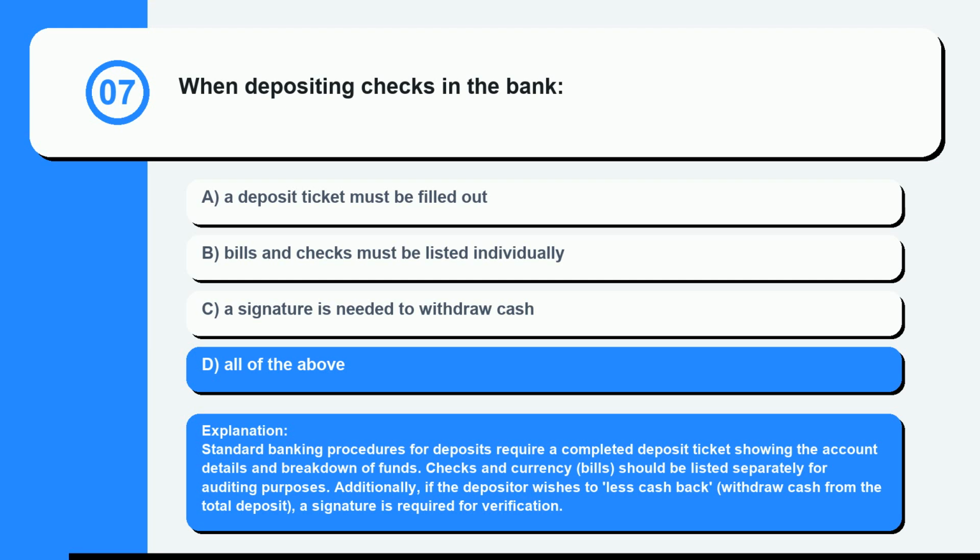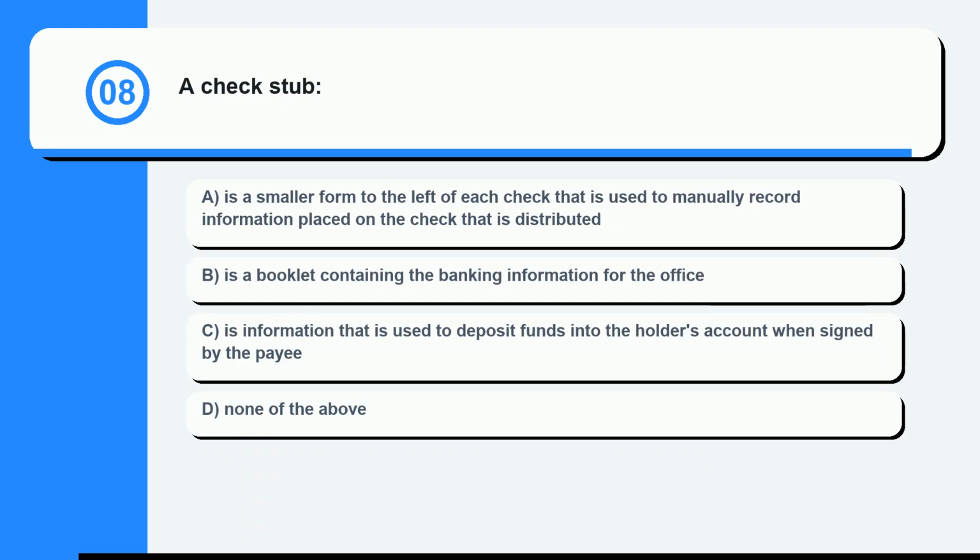All of the above. Standard banking procedures for deposits require a completed deposit ticket showing the account details and breakdown of funds. Checks and currency, bills, should be listed separately for auditing purposes. Additionally, if the depositor wishes to withdraw cash from the total deposit, a signature is required for verification.